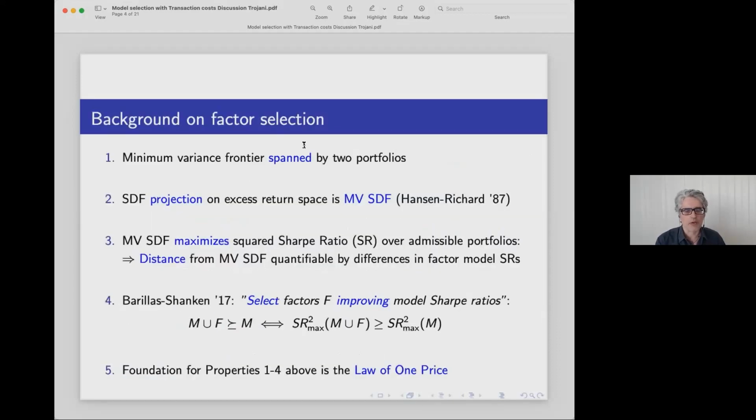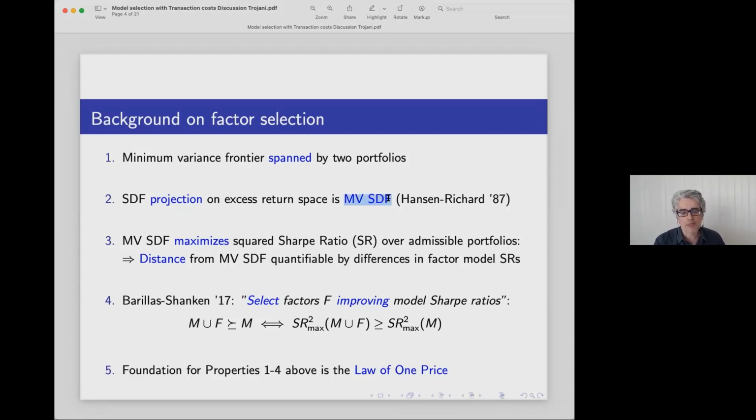Now, in terms of background, there's a nice intuition in the Barillas-Shanken paper, which I think is general. What we want to do basically is to find a portfolio on the frontier, because if we find a portfolio return on the frontier, we can explain complete expected returns. Now, which is a good candidate? We know the Hansen-Richard is basically the projection of a stochastic discount factor on the frontier itself. And that's what is called the minimum variance stochastic discount factor.